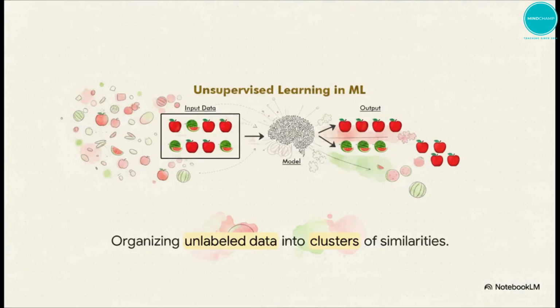Think about having an unsorted mix of apples and watermelons. Nobody tapped the machine on the shoulder and told it what an apple or a watermelon is. Instead, it takes these mixed, unannotated inputs and groups them purely based on underlying patterns, like visual similarities in color, shape, or size, to create its own distinct clusters.